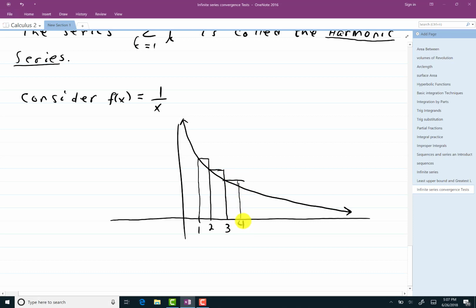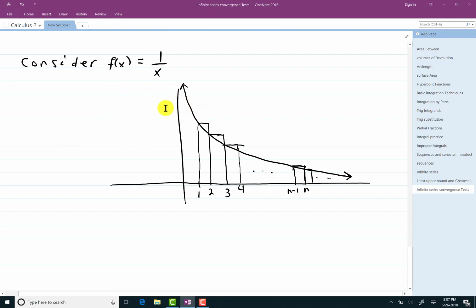That'll be 4. What we have then, and this will go on and on until I get to n minus 1 and then n, and keep on going from there and afterwards. What do we notice about these curves?